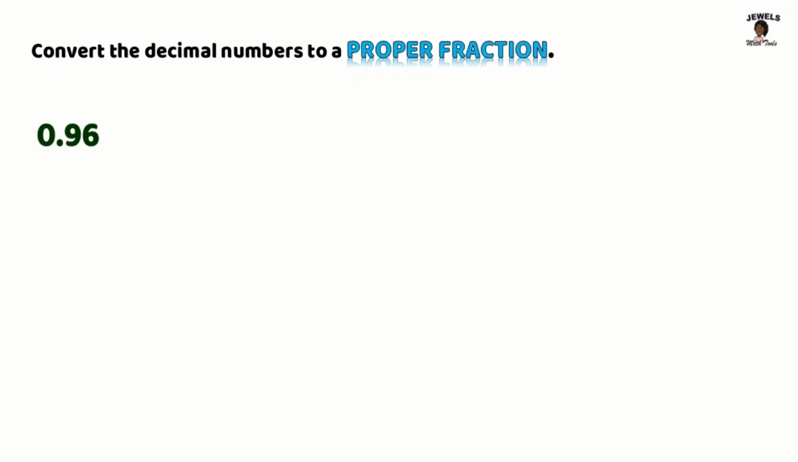So I'm going to begin by first changing my decimal number into word form. And in word form, this is 96 hundredths. Remember that we have the number 96 and the last digit, which is our 6, is in the hundredths position in our decimal number. That's why we write the number 96 and we just tack on that last word, which is hundredths, because our last digit is in the hundredths position.